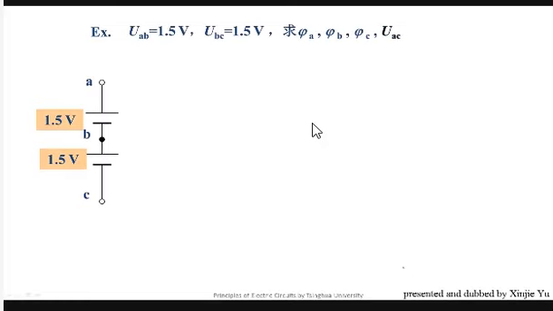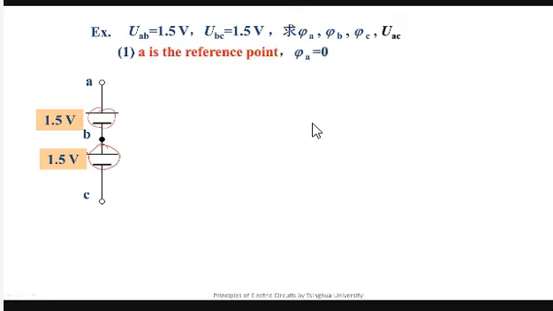Let's do an exercise. It's like this. There are two DC voltage sources of 1.5 volts. We need to calculate phi A, phi B, phi C, and UAC. The question cannot be solved without any pre-given condition because phi A, phi B, phi C are with respect to one reference point. We can define A as a reference point first, then phi A equals 0.